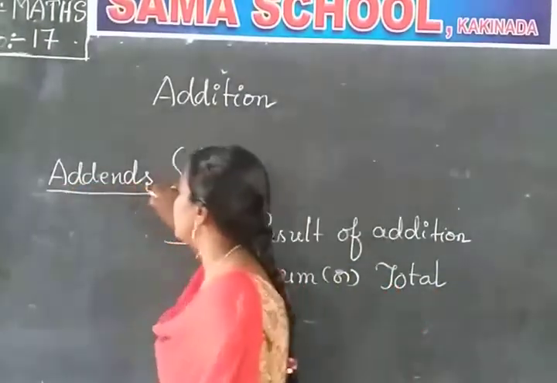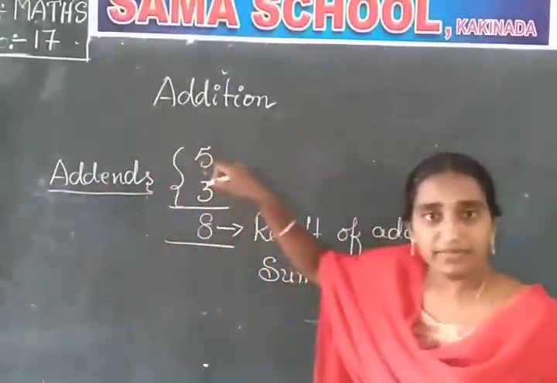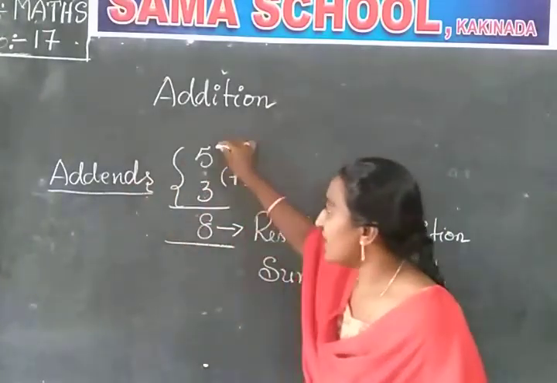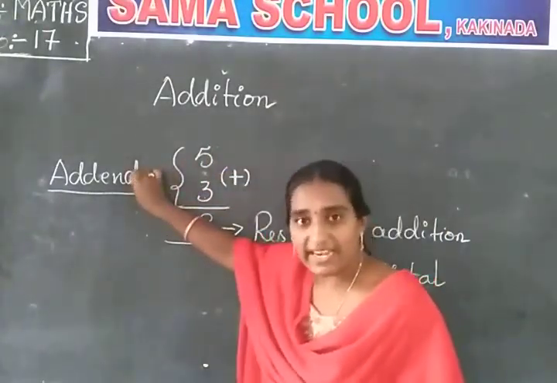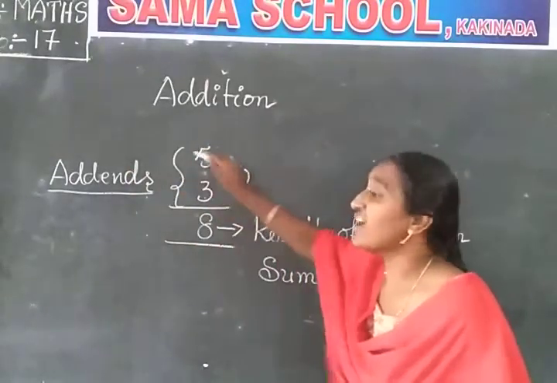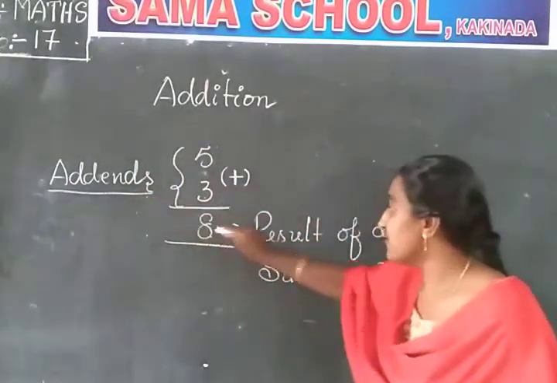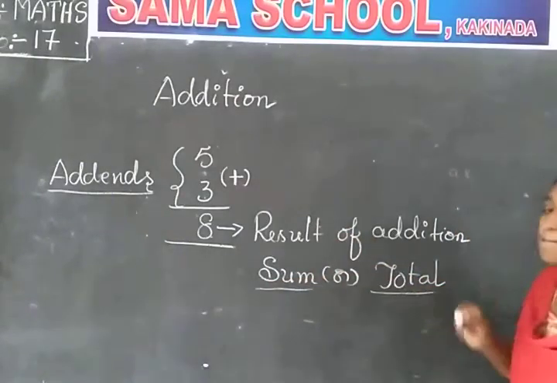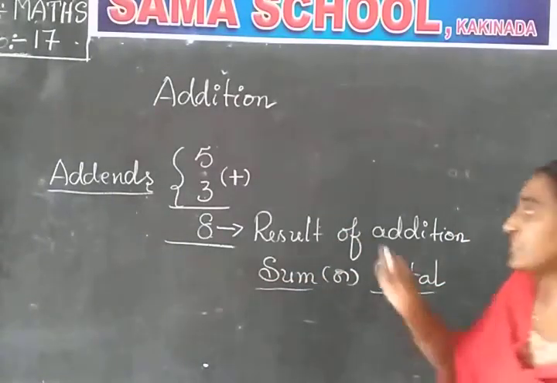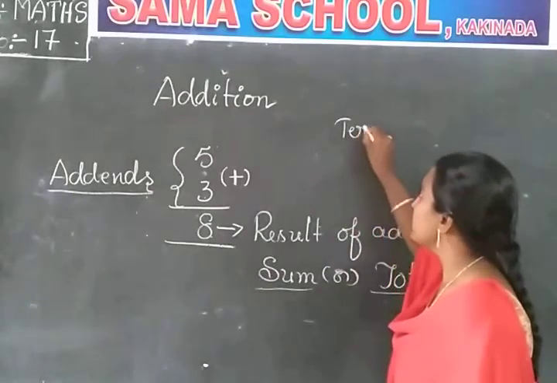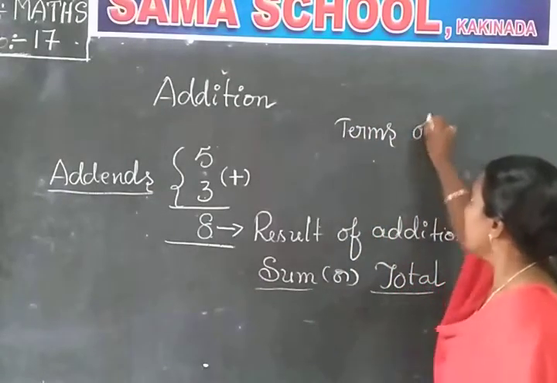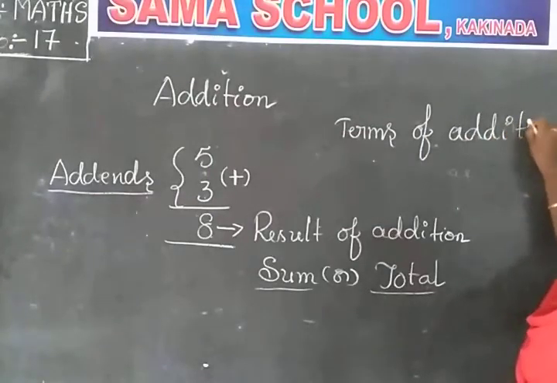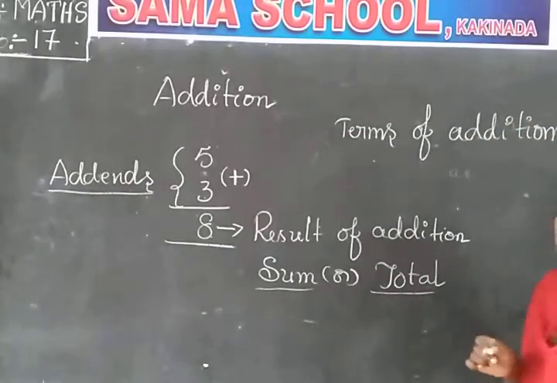Here, this is the term. Did you hear this word in 4th standard? Okay. The numbers we are adding are known as addends. After adding the addends, we will get the result. This result is known as sum or total. These are called terms of addition. All these are basic things you have to learn.